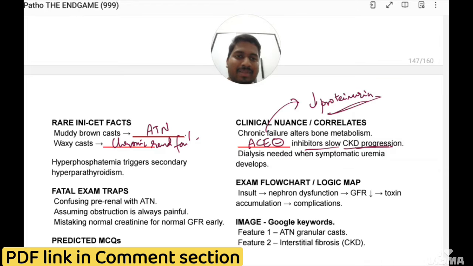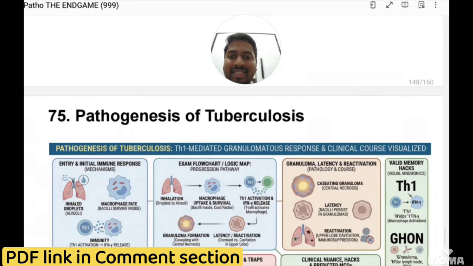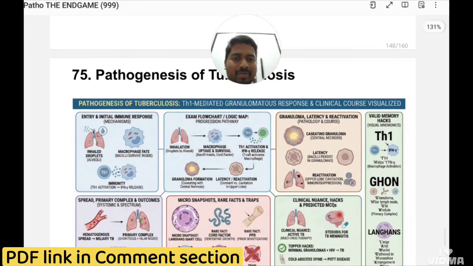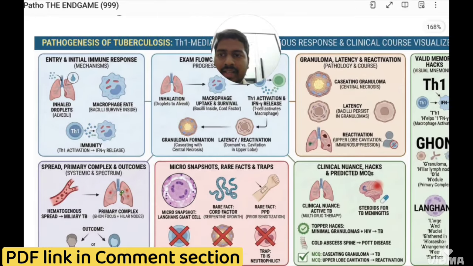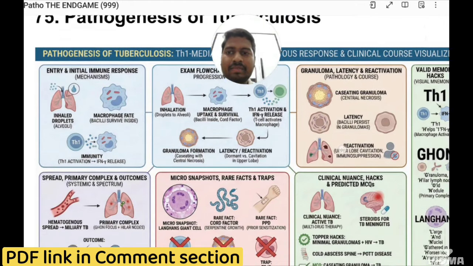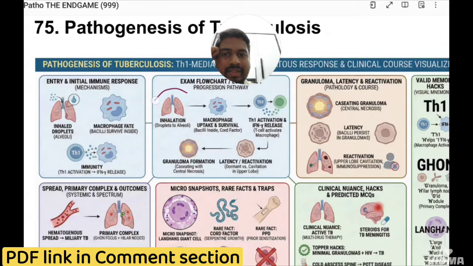Okay, this is one more concept which I don't want to explain because of time constraint. Next, we'll go to a small topic called tuberculosis. Next is about tuberculosis briefly. So basically it is because of inhalation. Okay, inhalation of droplets into the alveoli.